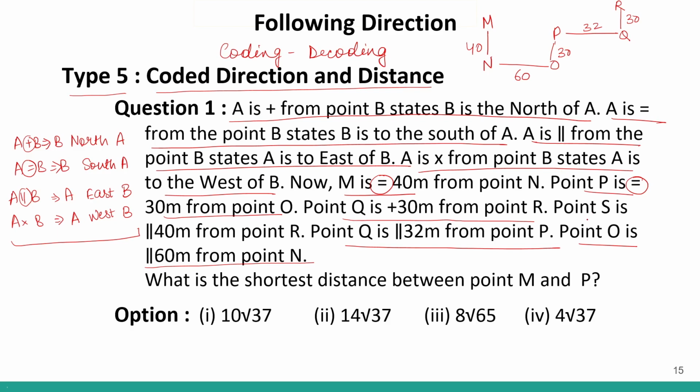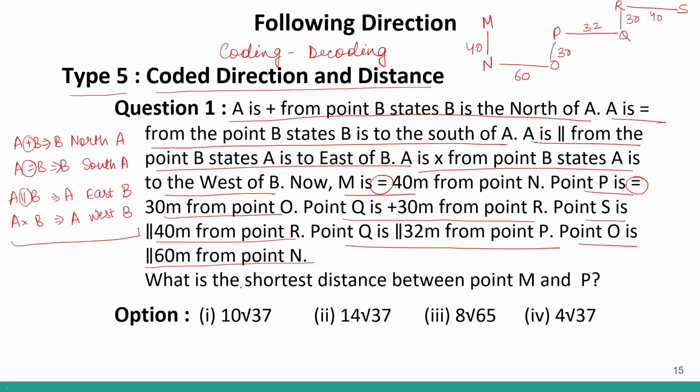Then it says that S is in this direction. So S is towards the east of R by 40 meters. So if we move 40 meters towards the east, S will be over here. So this will be my final diagram. M, then N, then O, then P, then Q, then R, then S. So this is my final diagram.